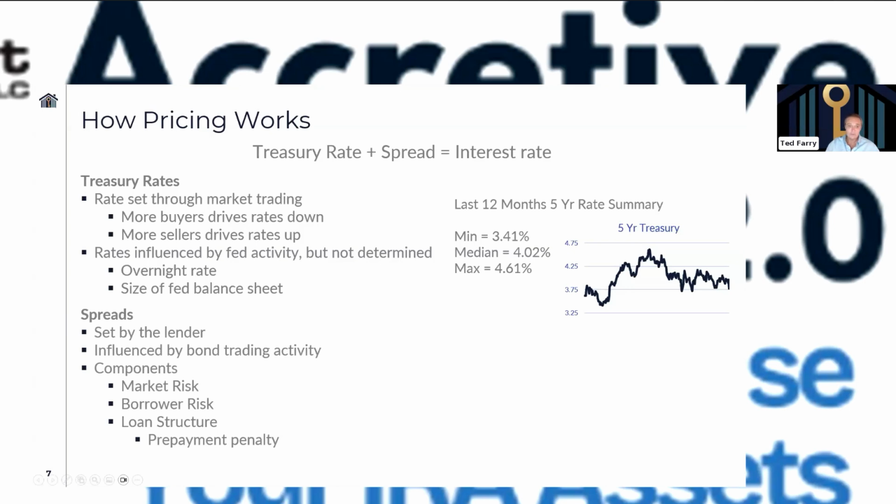Spreads are also a result of market activity, but are set by the lender and are far less volatile. The spread is basically a factor that the lender uses to control the profitability of their lending. Transparency of how spreads are set isn't always rampant, but generally spreads are a factor of these conditions: market risk, borrower risk, and loan structure. The one part of the spread we can affect is in our selection of the prepayment penalty.